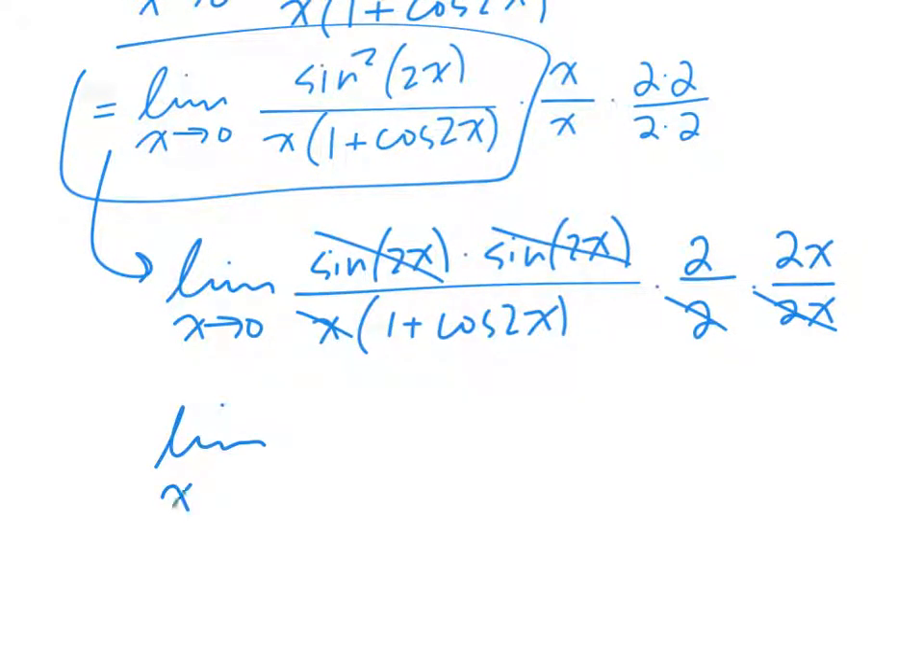The limit as x goes to 0 of 4x over 1 plus cosine 2x. Where's the 2 on the top? Oh, sorry, 4. Okay, now what? Plug it in. What do you get? Good question. 0 over 2, which is 0.